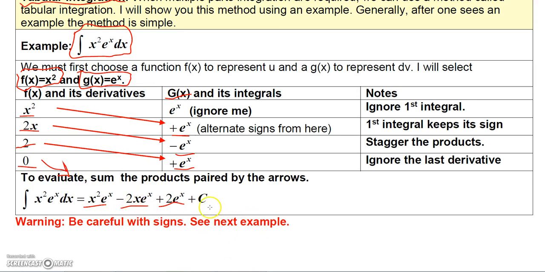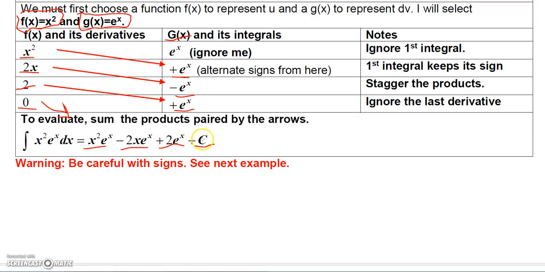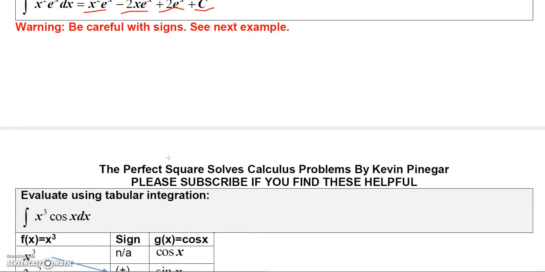And so the last thing we do is add our constants. Okay, so that's the result right there. Now this is the same result you would have gotten had you integrated this using parts the way I showed you earlier, but here you don't have to go through and evaluate all those integrals. Okay, let me show you an example of this.